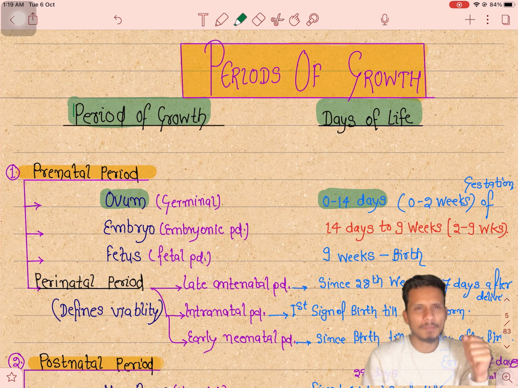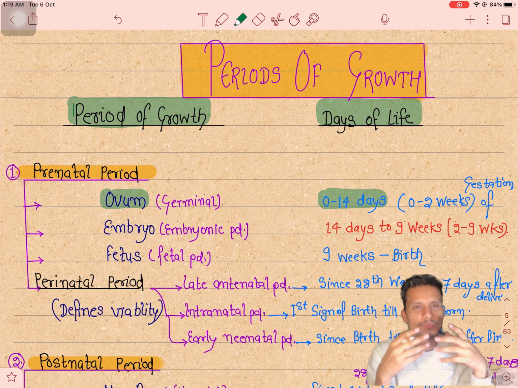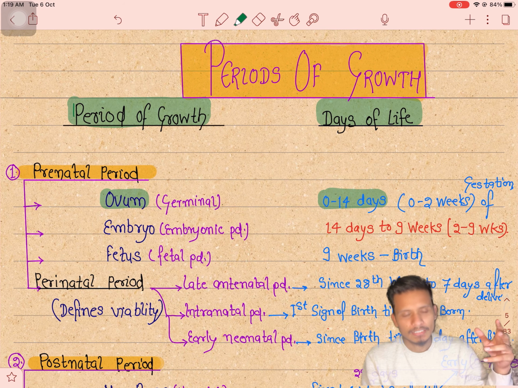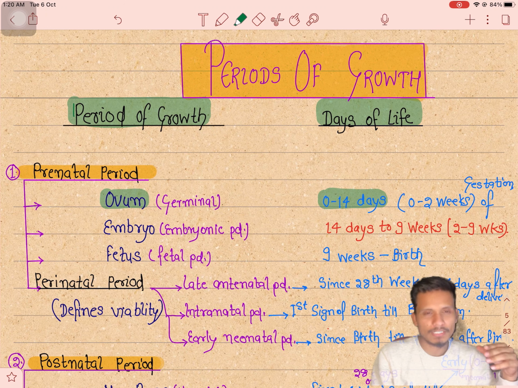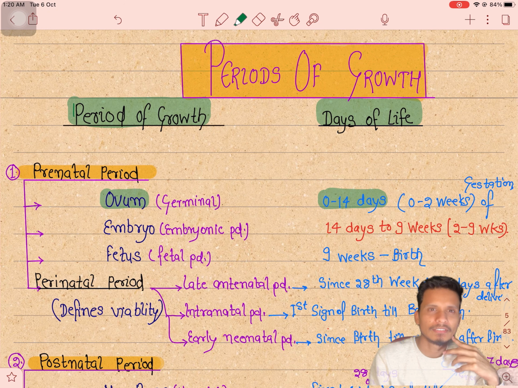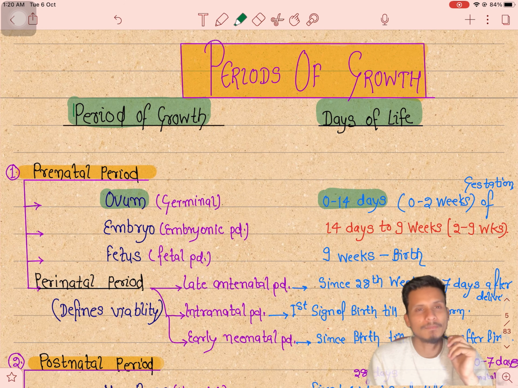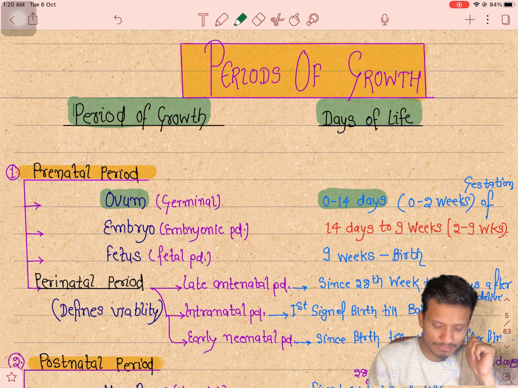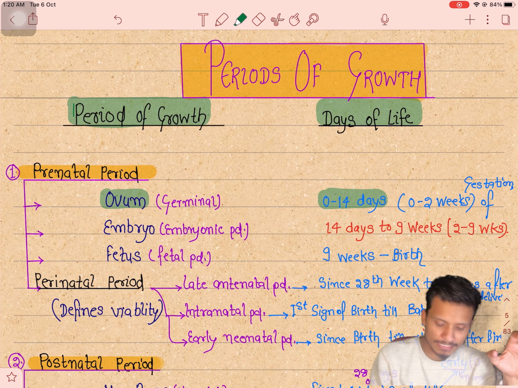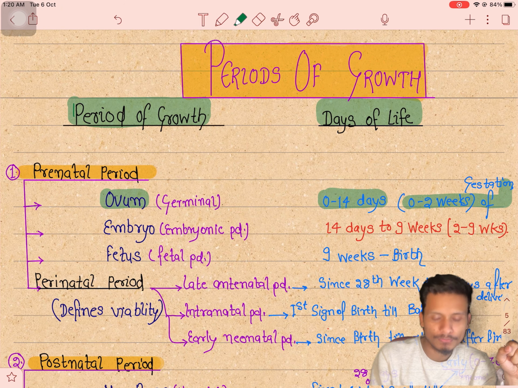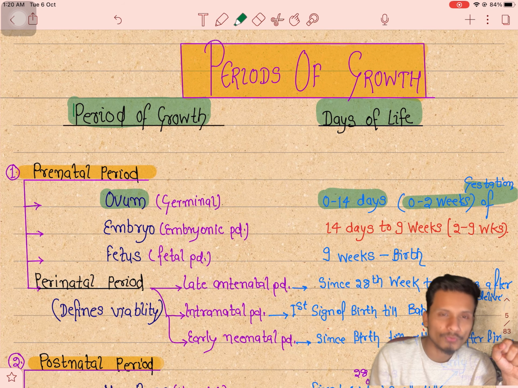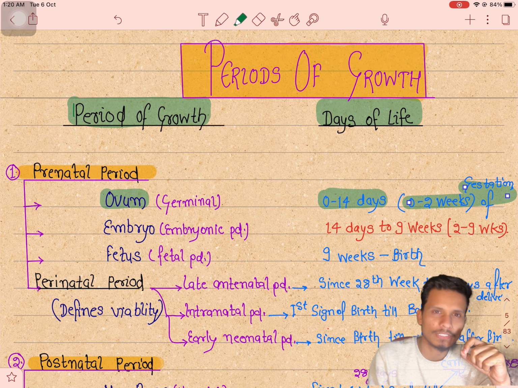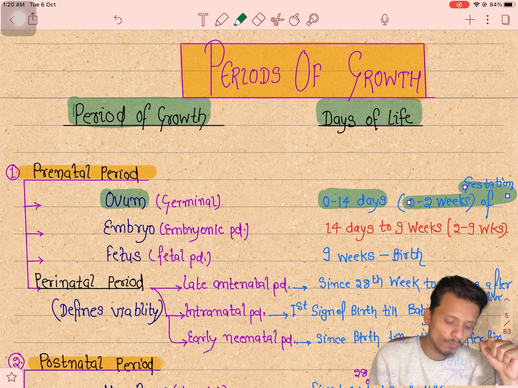Fertilization means simply that the male gamete and the female gamete fuse, and after the fusion they form a zygote. This zygote formation leads to different stages, and after that they implant in the endometrium of the uterus. So 0 to 14 days represents 0 to 2 weeks of gestation. It means that in the developing fetus, 0 to 2 weeks, or 0 to 14 days, is represented by the ovum or germinal period. It is under the prenatal period.